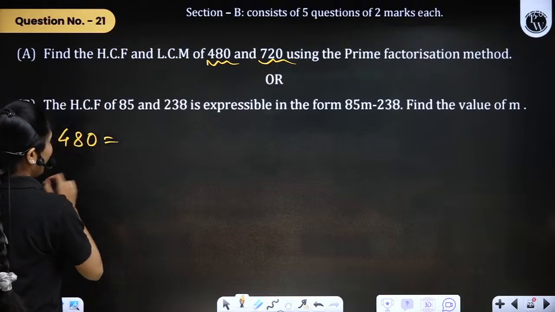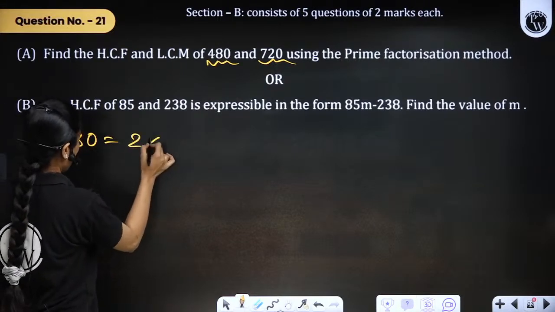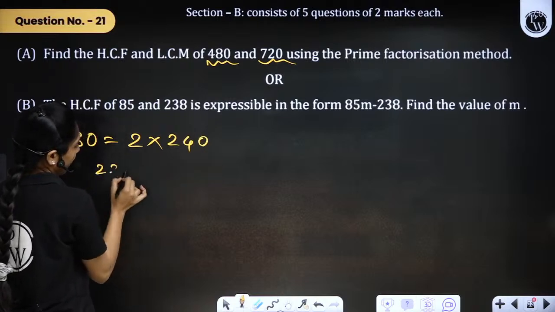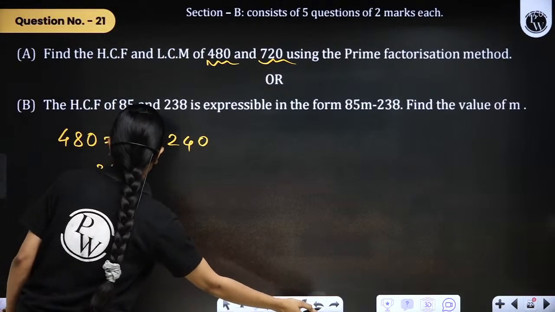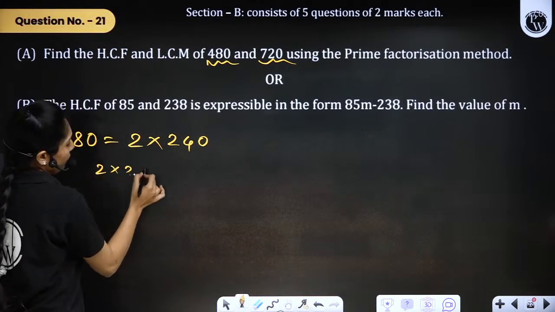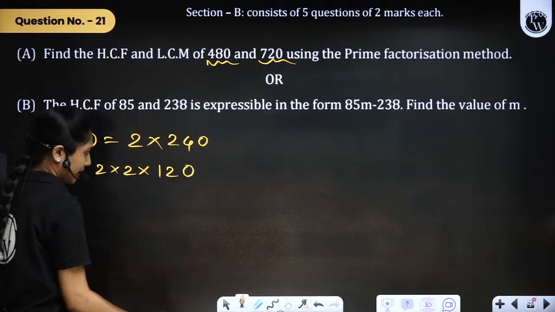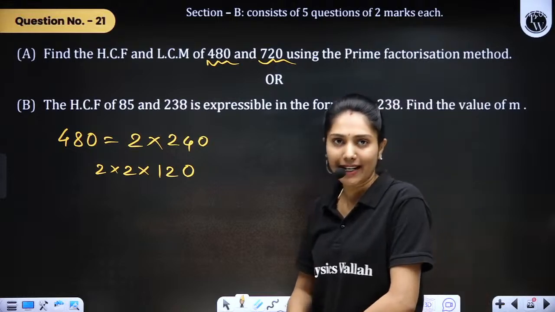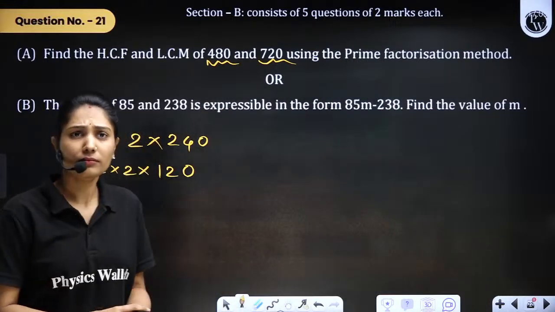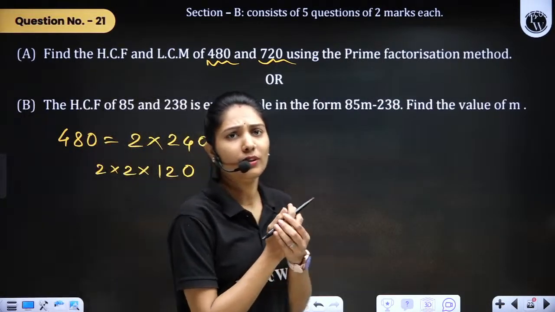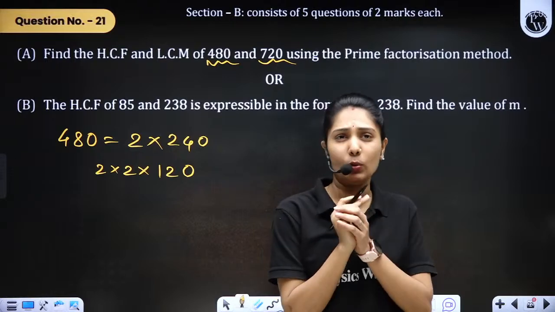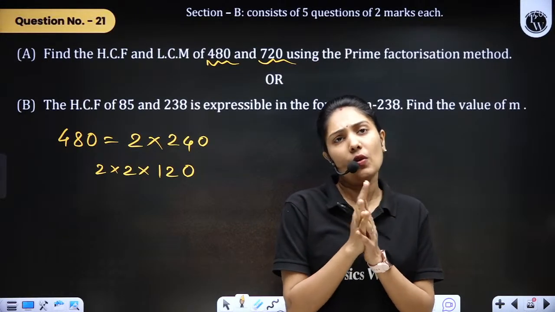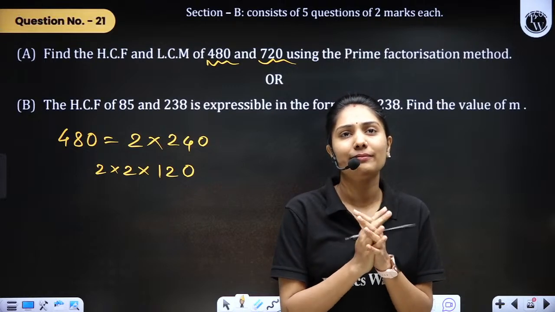So 480, if we divide it by 2, it's 2 into 240. Then again 2 into 120. You can do it using the long division method also, I'm just doing it directly. 2, 2, 2, 2, 2, 3, 5. That means 2 five times, then 3 and 5. Check it once.